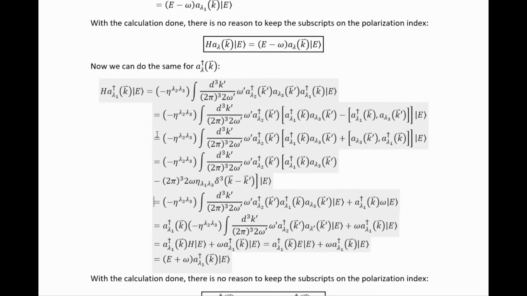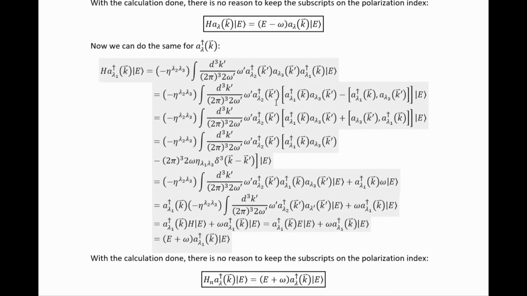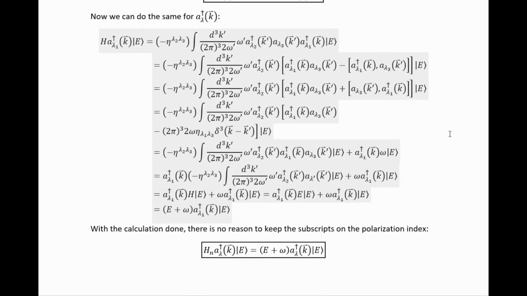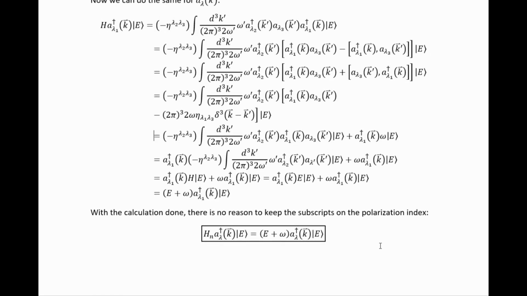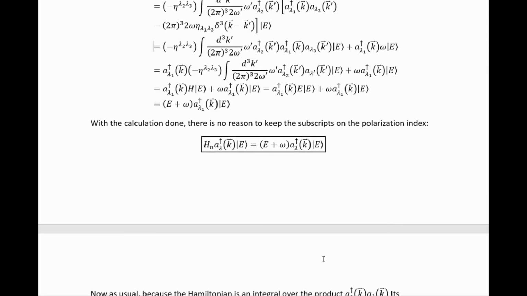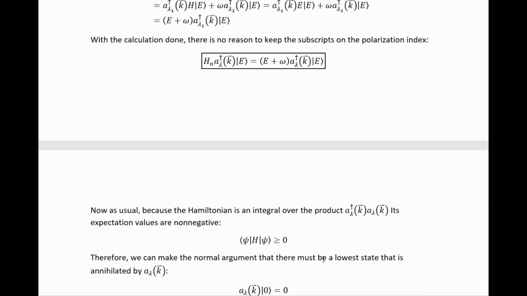Now we can do the same thing with the A daggers. The calculation is basically exactly the same, and again I've written it out here in full detail to make it easier for you, and they do behave like creation operators. So the A daggers behave like creation operators and the A's behave like annihilation operators.